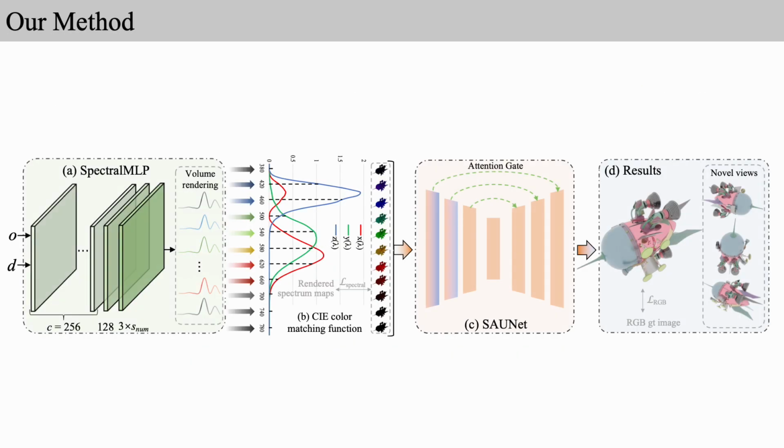Here is an overview of our pipeline. We first designed SpectralNeRF to construct the spectral radiance field and generate RGB spectrum maps with novel views using volume rendering. The color of the spectrum maps matches the distribution of the CIE color matching function. The SAU-net combines the discrete spectrum maps to produce high-quality RGB outputs.